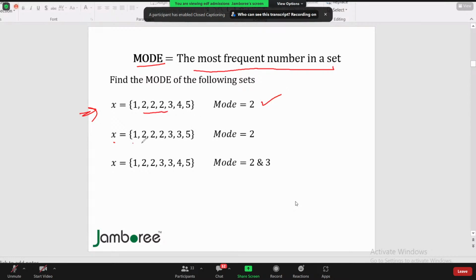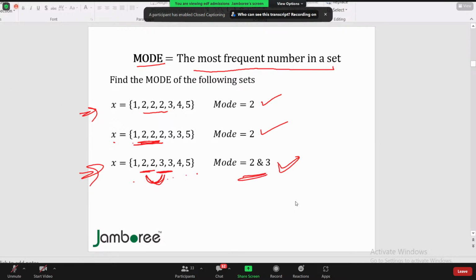Similarly, if the series goes 1, 2, 2, 2, 3, 3, and 5, still 2 is appearing the maximum number of times in the series, so 2 will become the mode. Let's say the series goes 1, 2, 2, 3, 3, 4, and 5. So 2 is appearing 2 times, and 3 is appearing 2 times, and that is the maximum number of times they are appearing. So we will simply say the mode of the series will become 2 and 3. So 2 and 3 both will become the mode of the series.